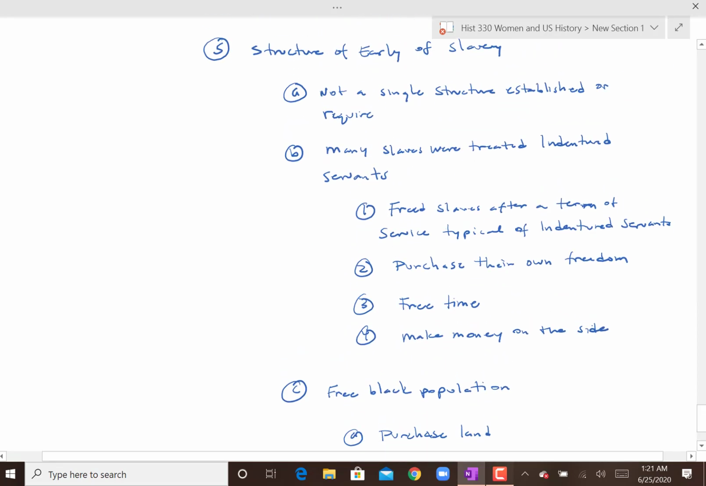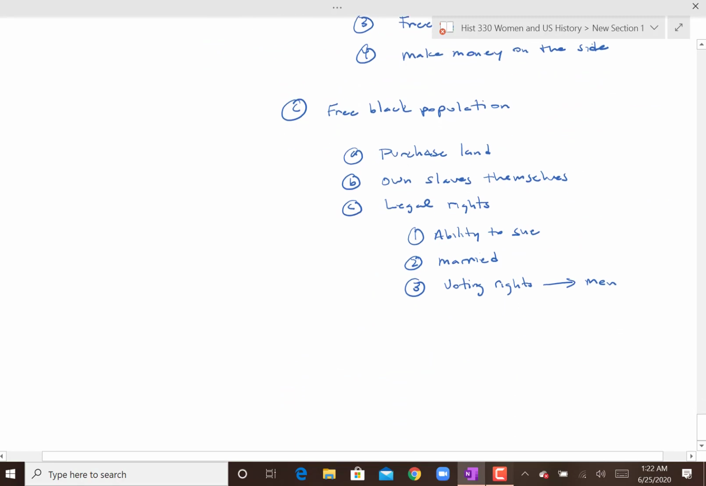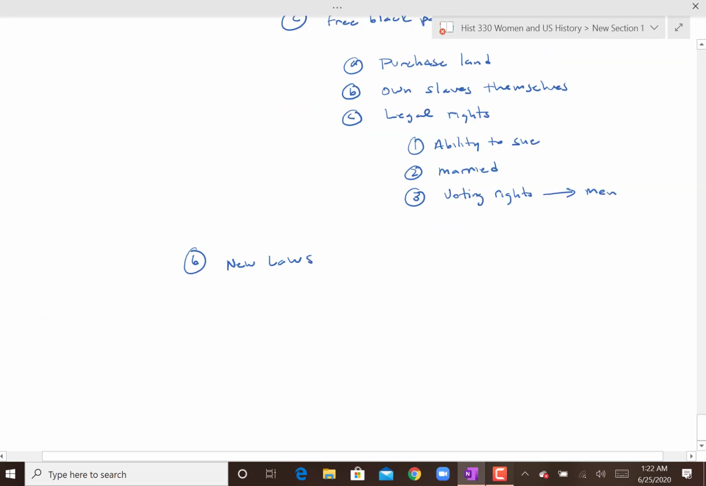This will change, though, with the laws. So now we get to the laws that I jumped ahead to, which makes more sense once you understand that. Both of these laws involve women. So it's also significant that the laws that change the structure of slavery are directly connected to women.